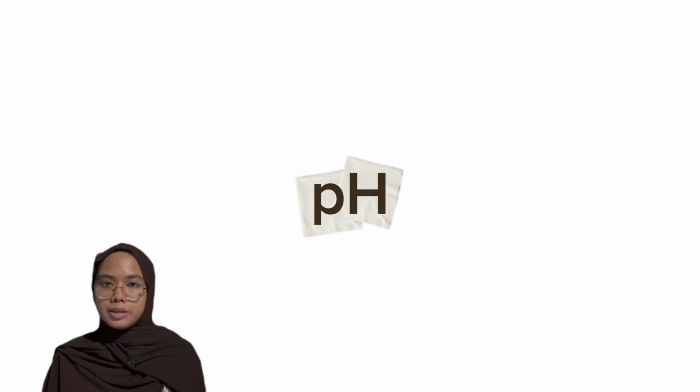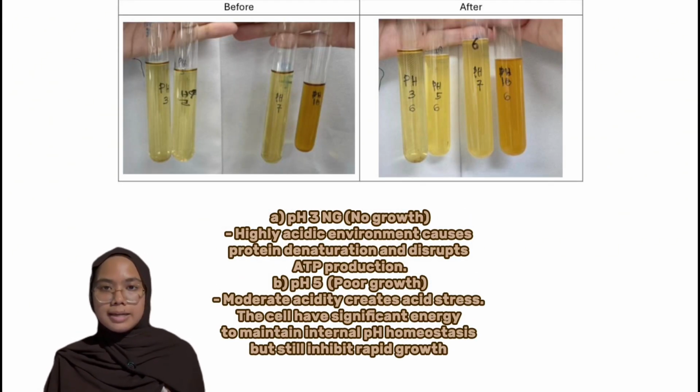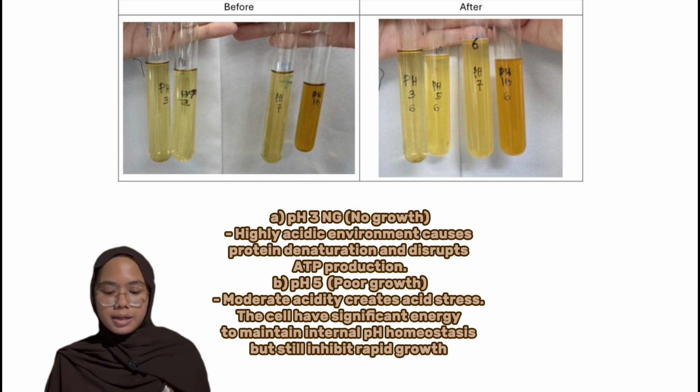Next, let's move on to pH factors. At the first pH, which is pH 3, there is no growth. This is because the highly acidic condition will cause the protein to denature and the ATP synthesis to stop. At pH 5, there is poor growth. The acidic environment will create a stressed environment for the cell.